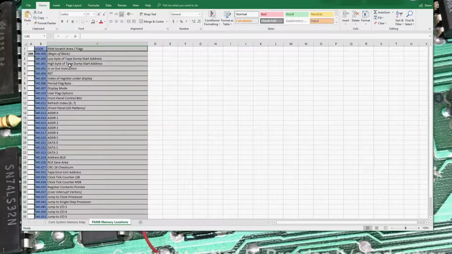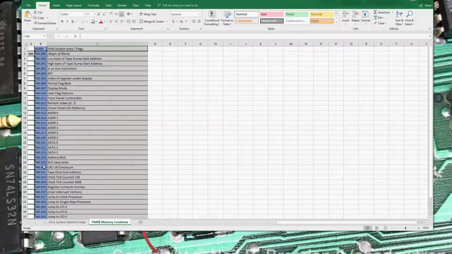There are other things that are labeled, like in and out instruction, return. Again, a lot of these are used internally in PAM8 to control the system. The index of the register under display, so the BC, DE, AF, PC, SP, etc. Period flag byte, I'm not sure what that is. The display mode, there are various modes you can put the front panel into with these display mode and user flags. You've got, starting at 040013, the front panel LED patterns. So the LED pattern on the, I believe, left-hand digit of the address space to the right-hand digit of the address space, and then left-hand of the data to the right-hand of the data.